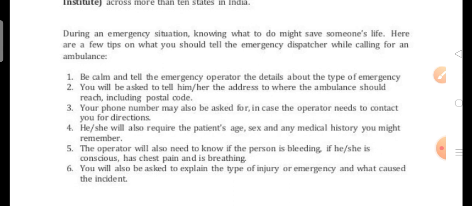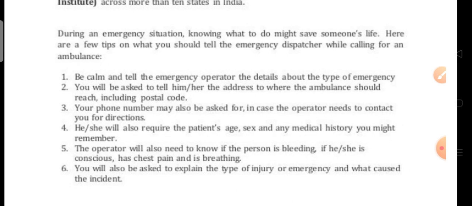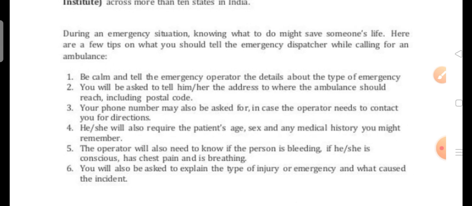During an emergency situation, knowing what to do might save someone's life. Here are a few tips on what you should tell the emergency dispatcher while calling for an ambulance. Be calm and tell the emergency operator the details about the type of emergency. You will be asked for the address where the ambulance should reach, including the postal code. Your phone number may also be asked for in case the operator needs to contact you for directions.